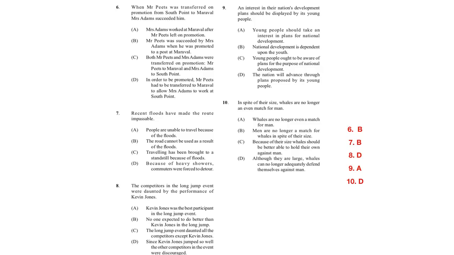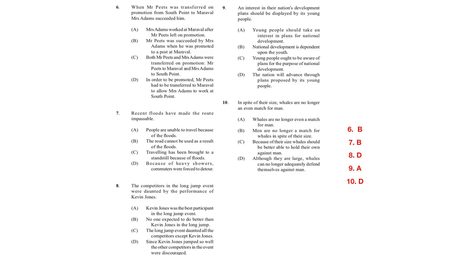Number 9, an interest in the nation's development plans should be displayed by its young people. A, young people should take an interest in the plans for national development. That sounds okay, but let's read B. National development is dependent upon the youths. Nobody said that. C, young people ought to be aware. No, they didn't say aware. They said they must be displaying an interest.